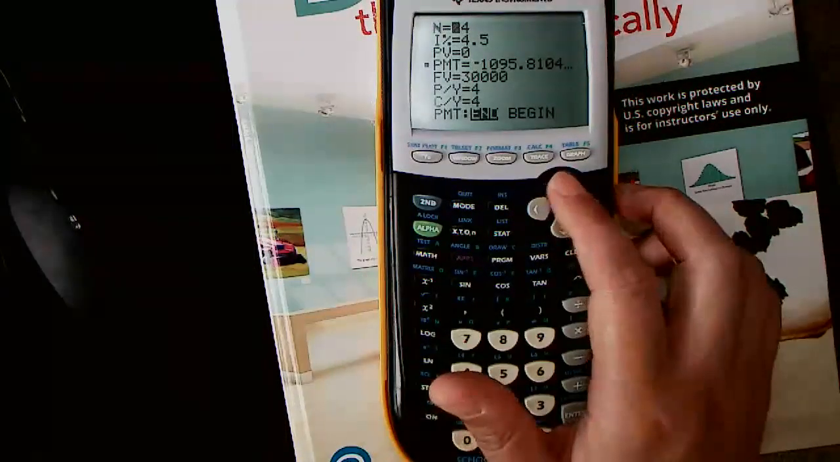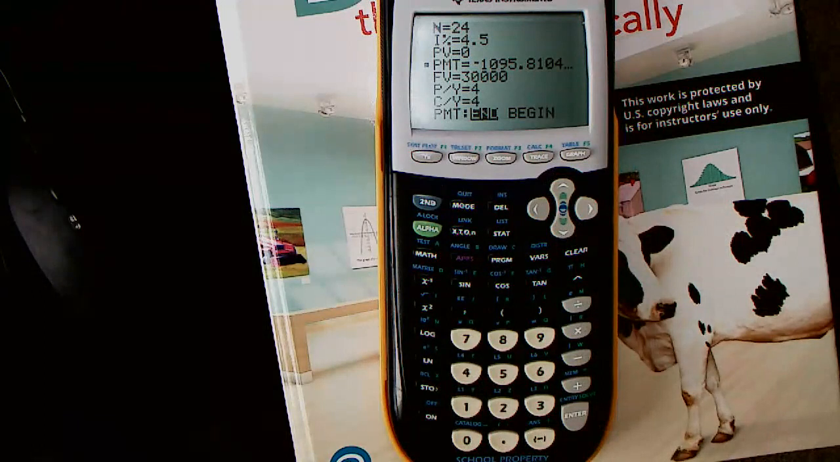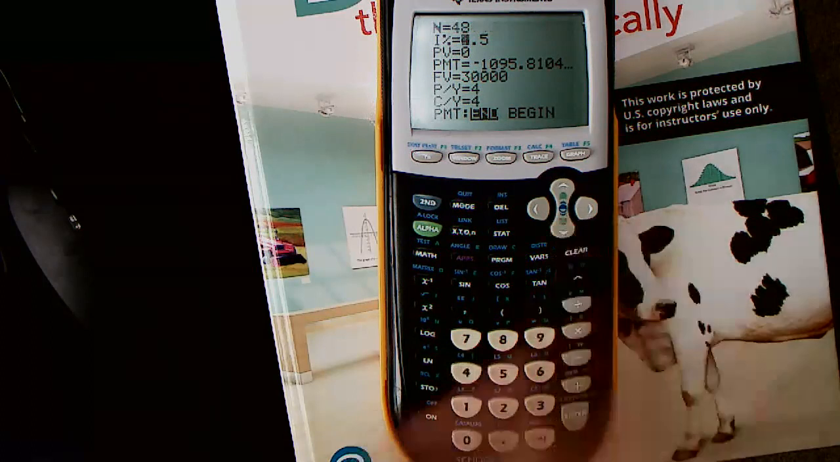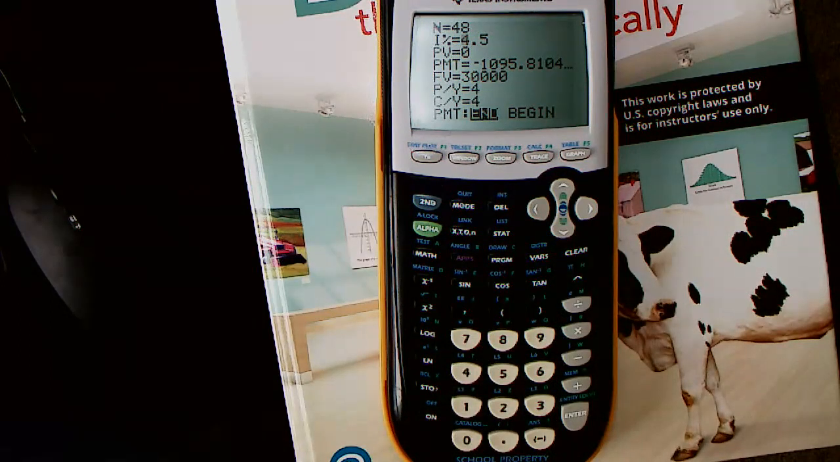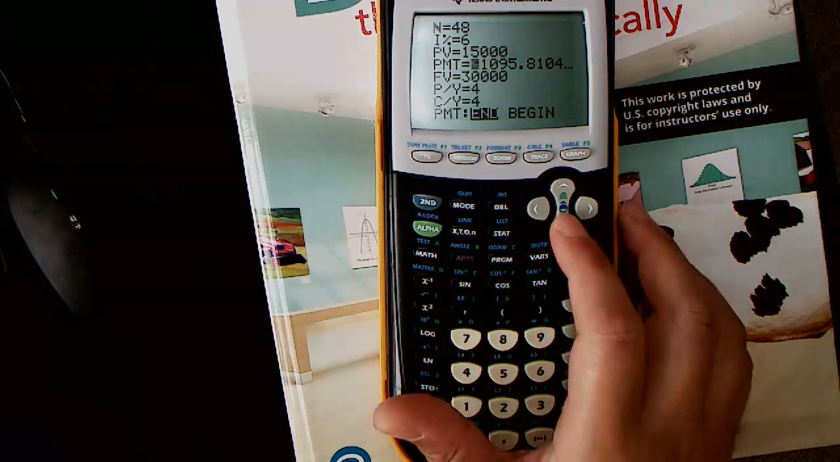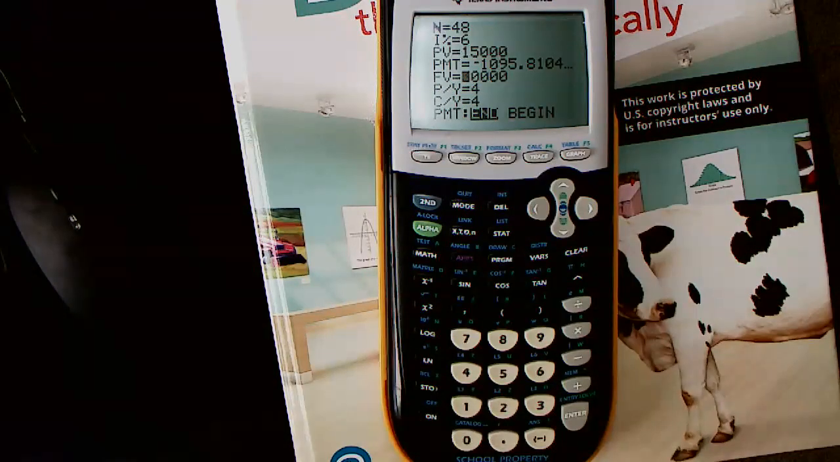TVM solver, we are here already. So how many years is the loan? I remember it's 4 years, right? 4-year loan. So since you are making monthly payments, 12 times 4, you are going to make 48 payments during the life of the loan. Annual interest rate is given, it is 6%. And present value, this is not an annuity, okay? This is an installment loan. So the present value is your loan amount, 15 grand. And the monthly payment is what we are trying to solve for, so skip that.